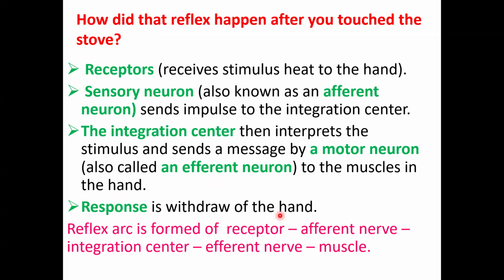Again, the reflex arc, or the reflex, is formed of 5 components. Receptor, present in the skin of the hand. Afferent neuron, sends the impulse to the CNS. Integration center, present within the CNS. Efferent nerve, that sends impulse to the muscle. And finally, the muscle that produces the response. And in our situation, the response is withdrawal of the hand. I think it is clear now.